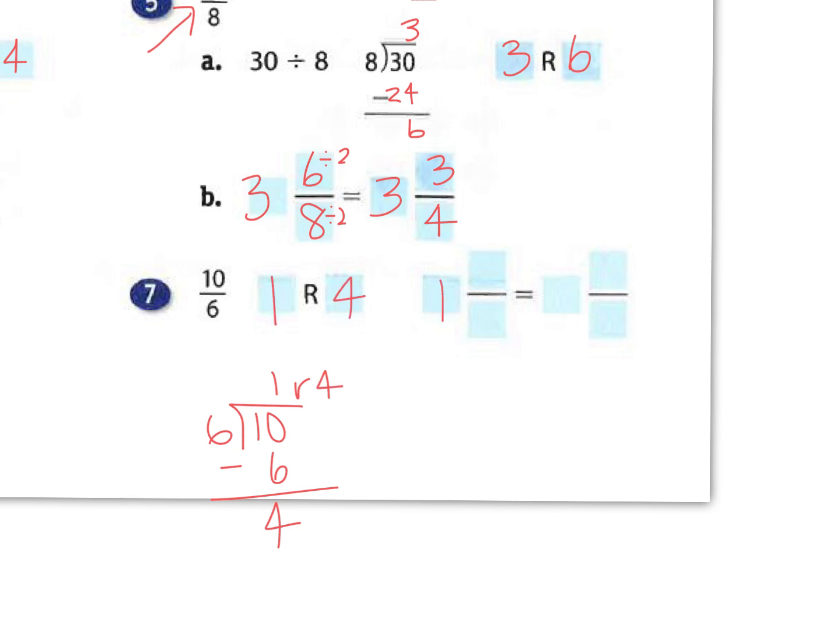So we would put 1 and then 4 out of, the denominator is 6 still. Well, we can simplify. We can divide the top and bottom by 2, so the whole number stays the same as 1. 4 divided by 2 is 2, 6 divided by 2 is 3. So 1 2/3 is your answer.